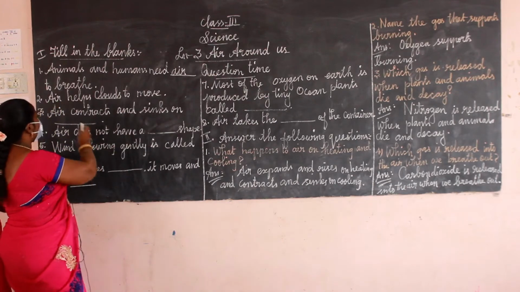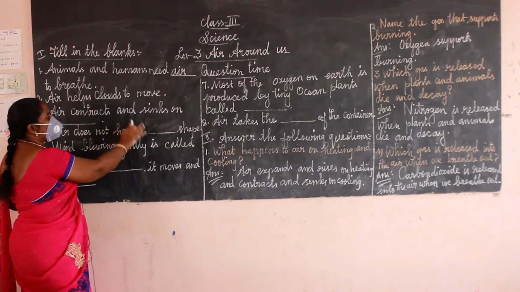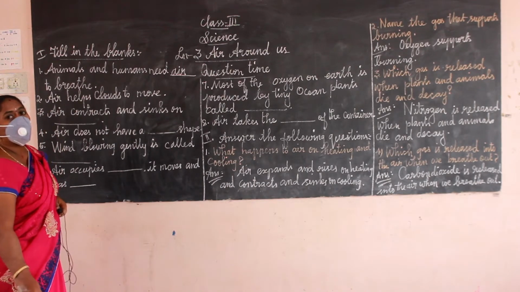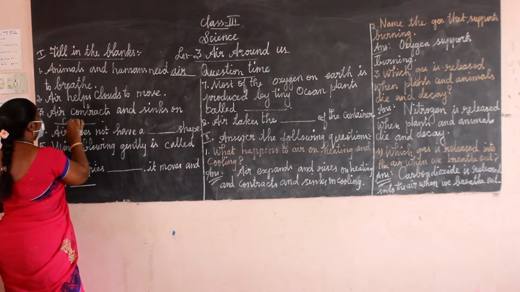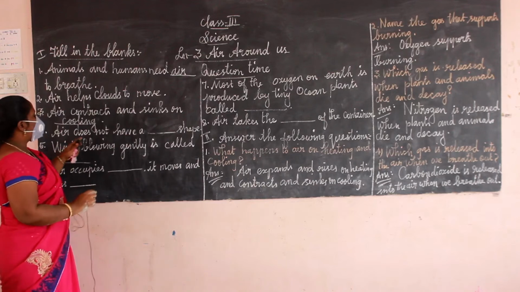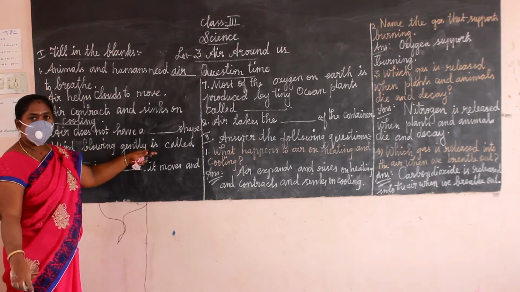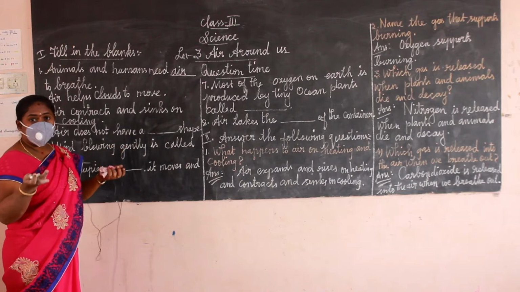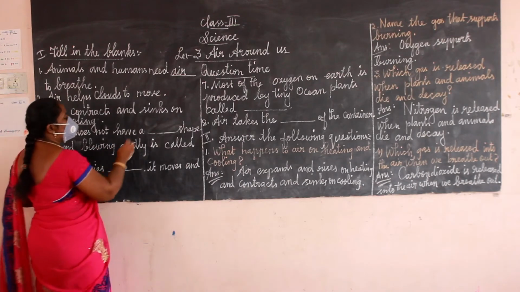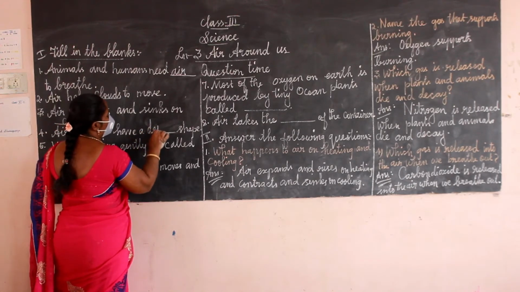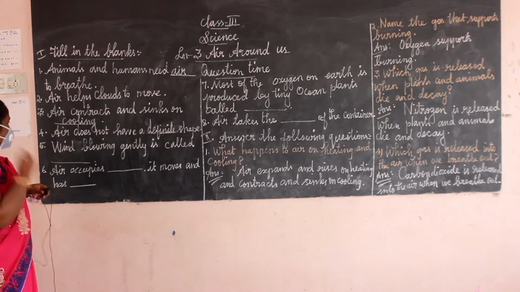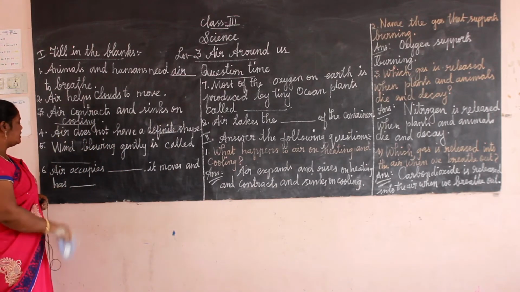And then next question. Air contracts and sinks on dash. Air contracts and sinks on cooling. Air does not have a dash shape. Air does not have a definite shape. Air does not have a definite shape. D-E-F-I-N-I-T-E, definite shape.